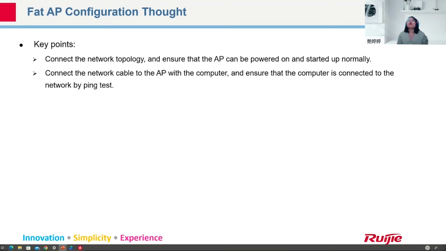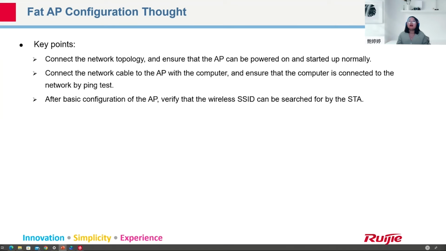And the second one, we have to connect the network cable from the AP to the computer and ensure that the computer is connected to the network by ping test. This is a replacement way. If your computer can get the IP address successfully and can ping successfully, that means you changed to become a FAT AP. You also can get the IP address successfully. Of course, you can use some commands to check the result, whether I can get an IP address or not. And also you can use a command on the AP directly to ping test.